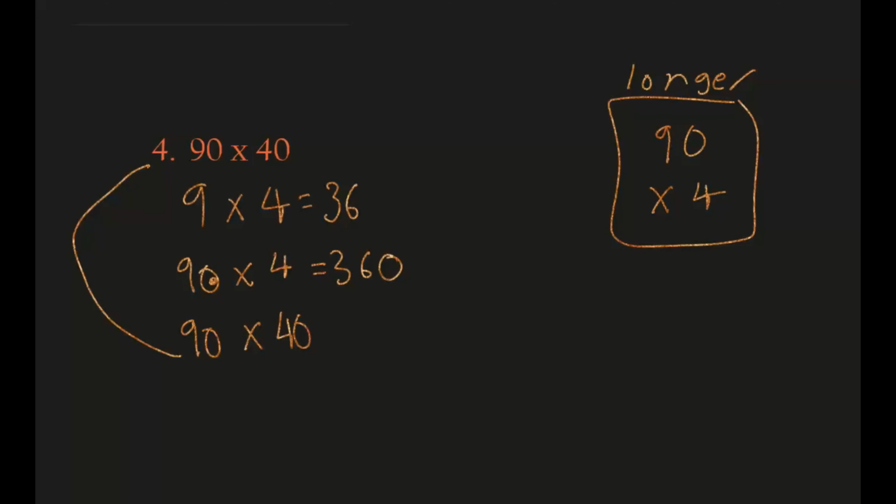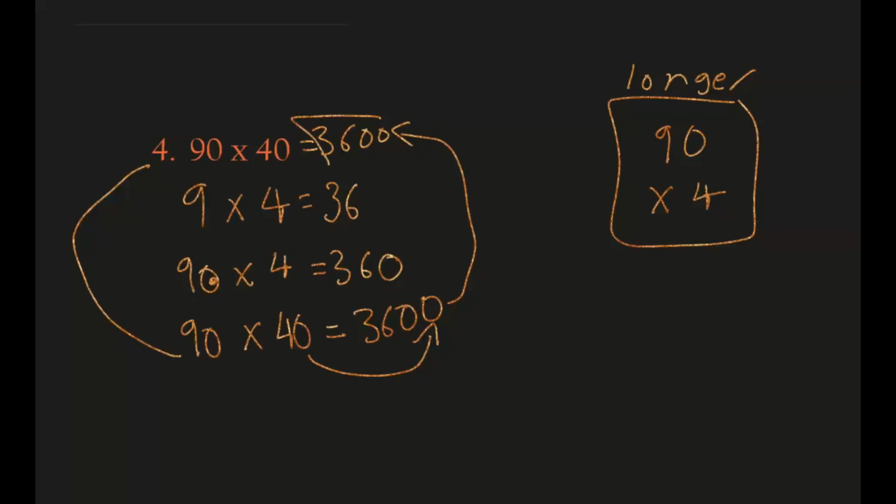So yeah. Now we got 360 on the last one. So we added a 0 to the 4. Now the 0 will come here. So our answer is 3,600, whatever you want to call it.